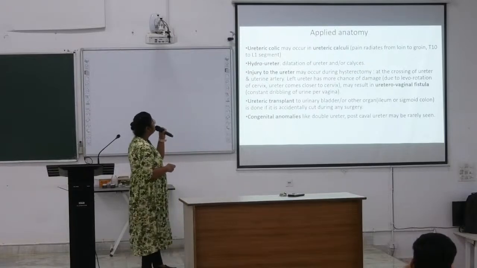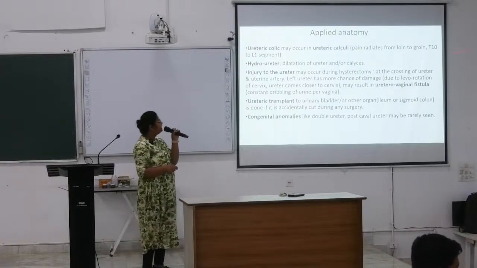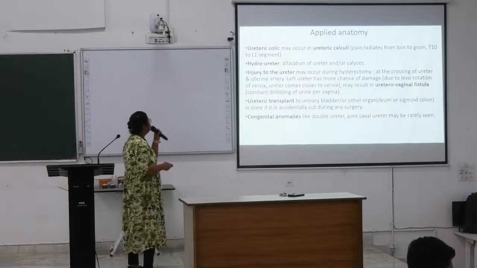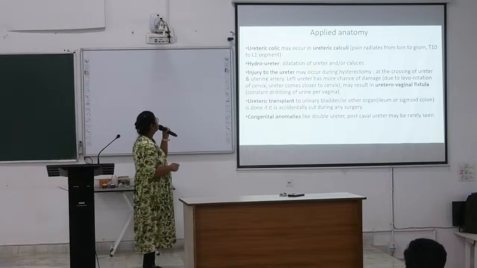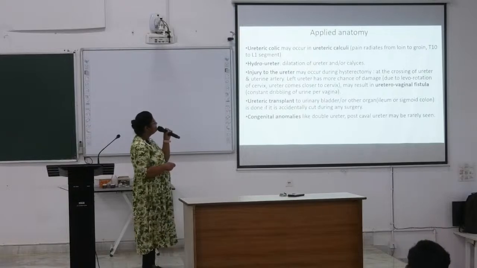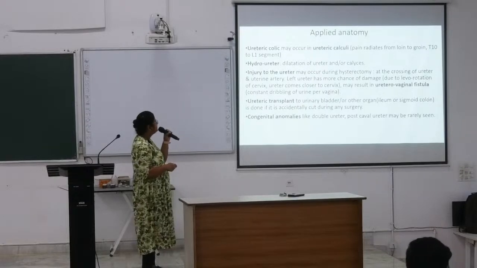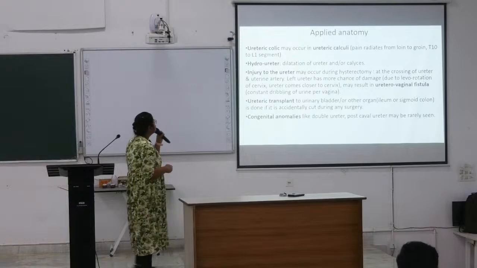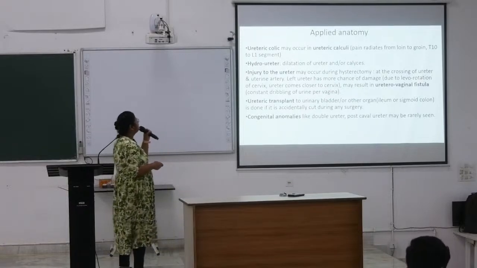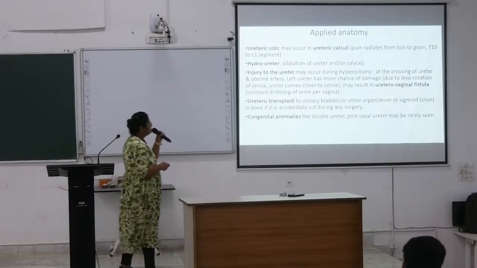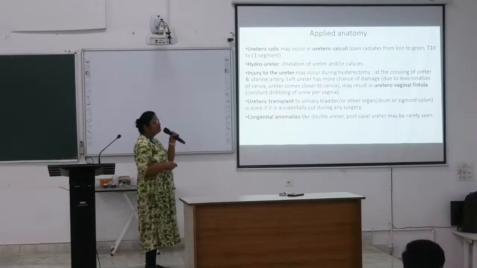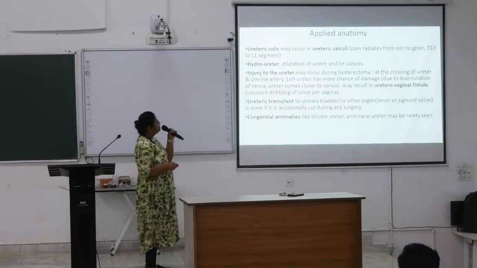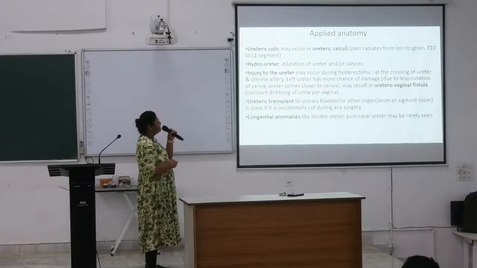Ureteric colic may occur in ureteric calculi and pain radiates from loin to groin because T10 to L1 segments are involved. Hydroureter is dilatation of ureter and or calyces, minor and major calyces. Injury to the ureter may occur during hysterectomy. During hysterectomy, removal of the uterus at the crossing of ureter and uterine artery. That's why the relation was important.